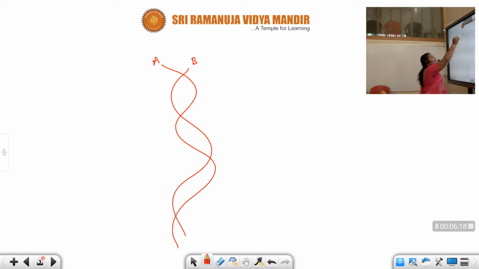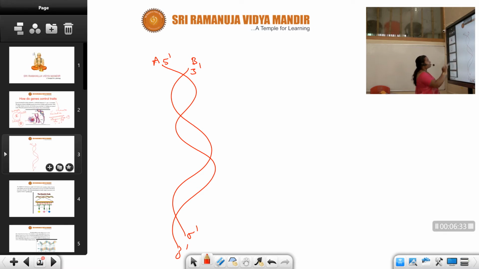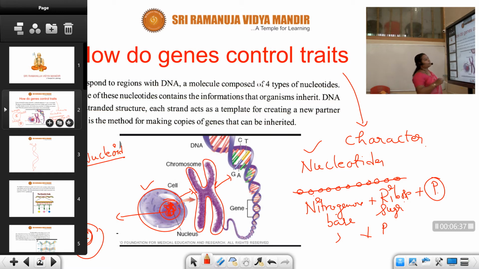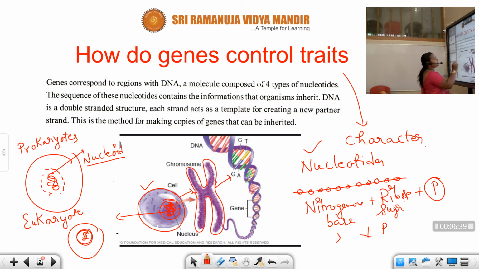If the A strand runs from 5 prime to 3 prime, the opposite runs from 3 prime to 5 prime. Why is it so? The reason is that here there is base pairing between the two strands. I said nitrogenous bases are of 4 types, purines and pyrimidines.